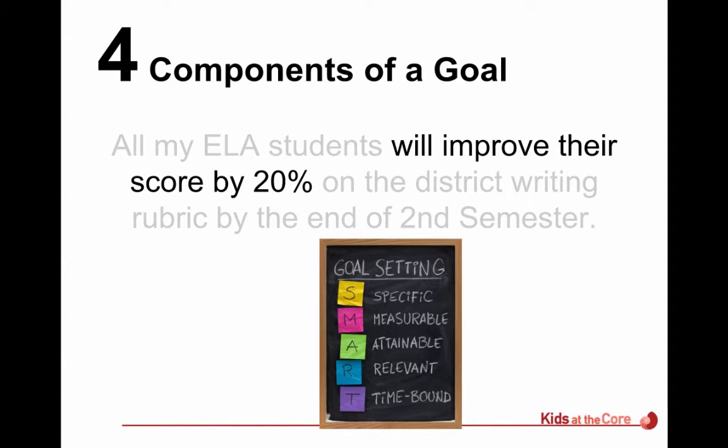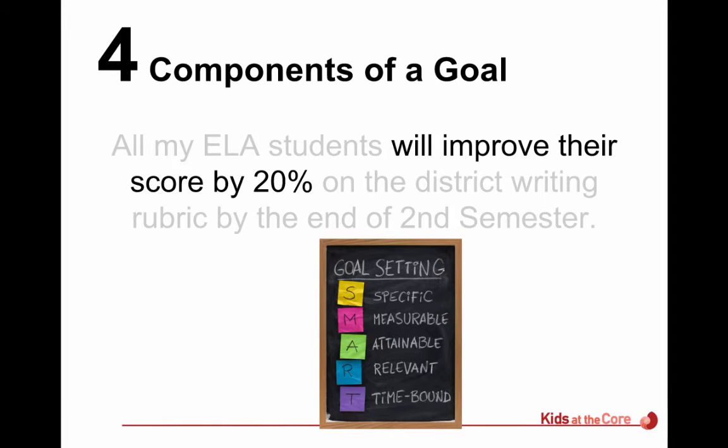The second piece is saying that they will improve their score by 20%. So this is the target. This is the amount of growth expected. Usually it's set looking at historical data, baseline data, and any other information we can obtain to talk about why that would be reasonable. So in this case, we're looking at a whole group goal.